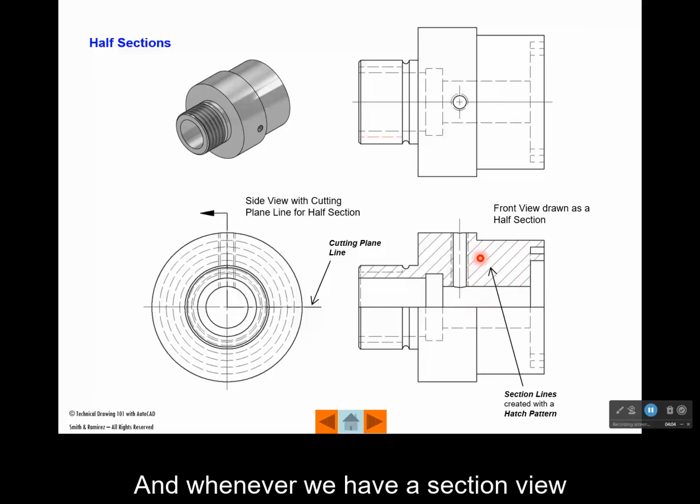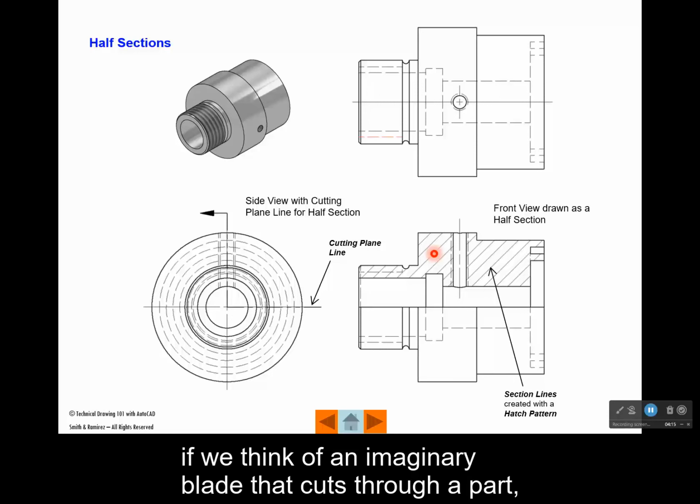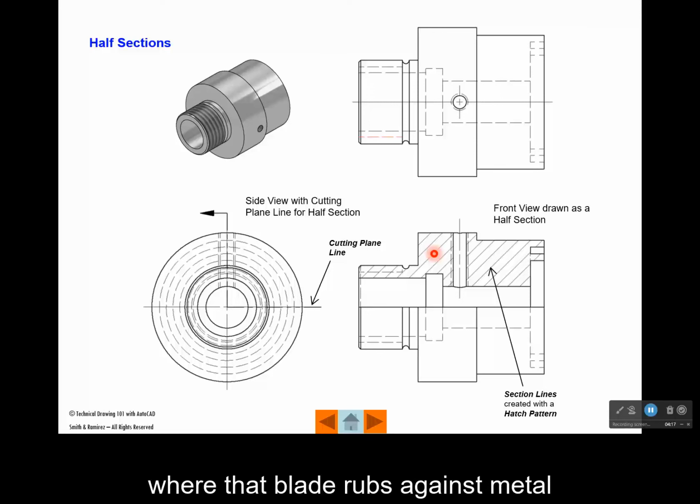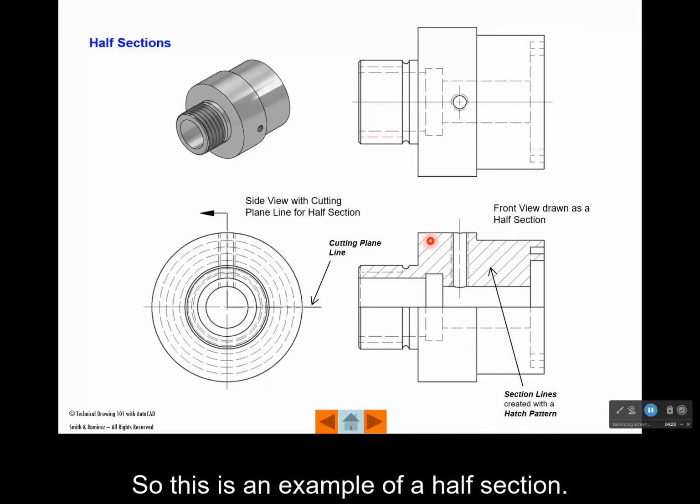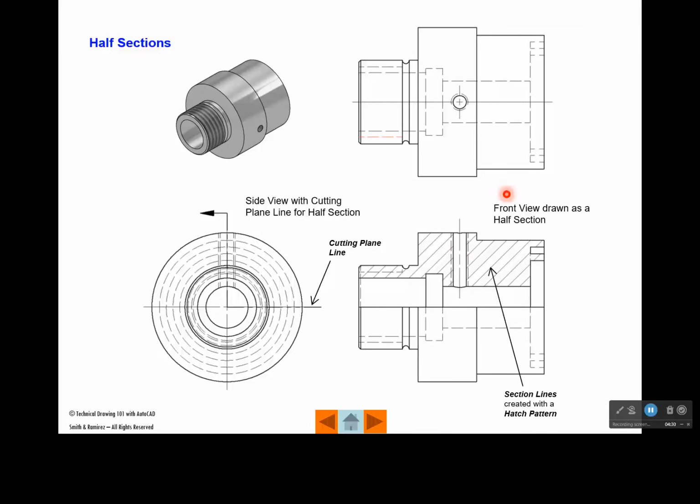And whenever we have a section view, we add a hatch pattern inside the areas where the blade, if we think of an imaginary blade that cuts through a part, rubs against metal or whatever it is we're cutting away. We're going to add a hatch pattern. We actually call that hatch pattern section lines. So this is an example of a half section.